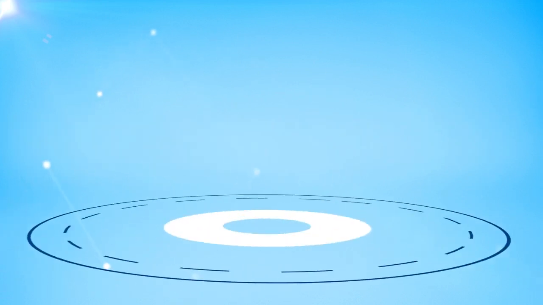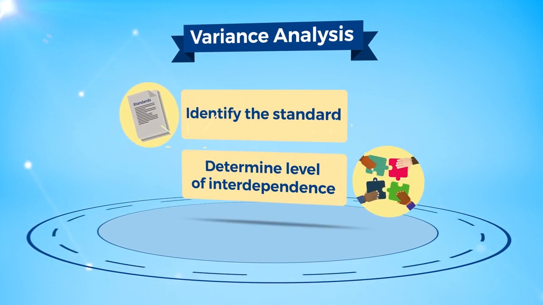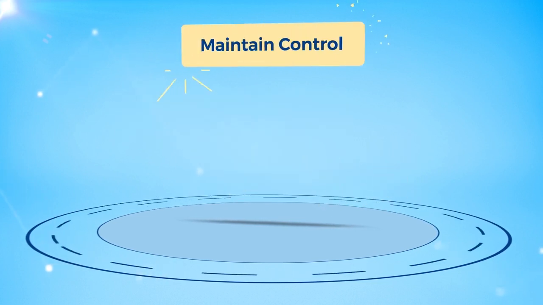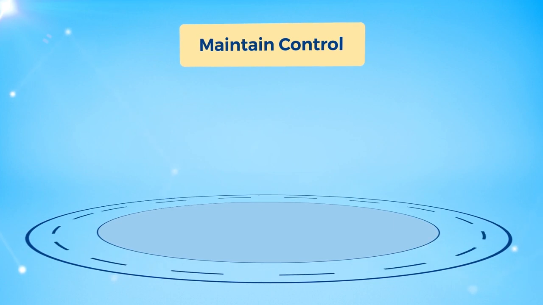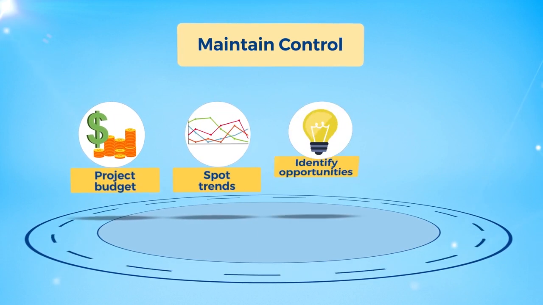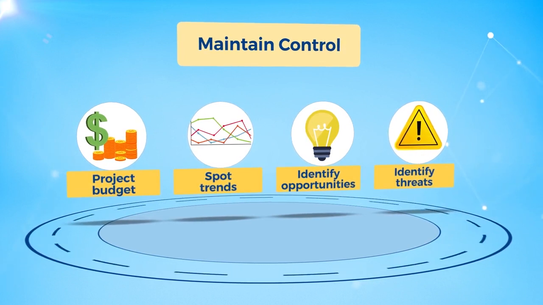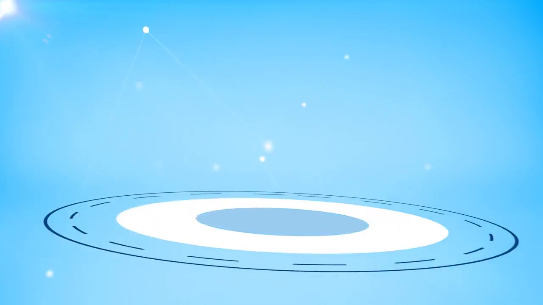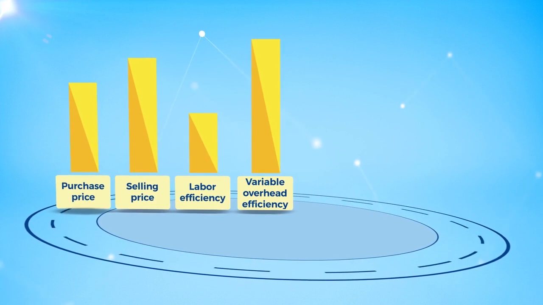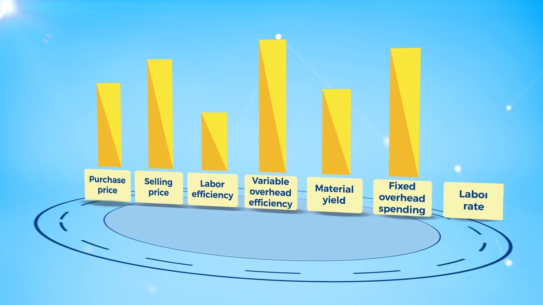In order to determine the significance of the results of a variance analysis, identify the standard being used and determine the level of interdependence between variances. This analysis helps maintain control. For example, it may help maintain control of the project budget. It also helps spot trends, identify opportunities, and identify threats. There are a wide range of values that can be used for variance analysis. These include purchase price, selling price, labor efficiency, variable overhead efficiency, material yield, fixed overhead spending, and labor rate.